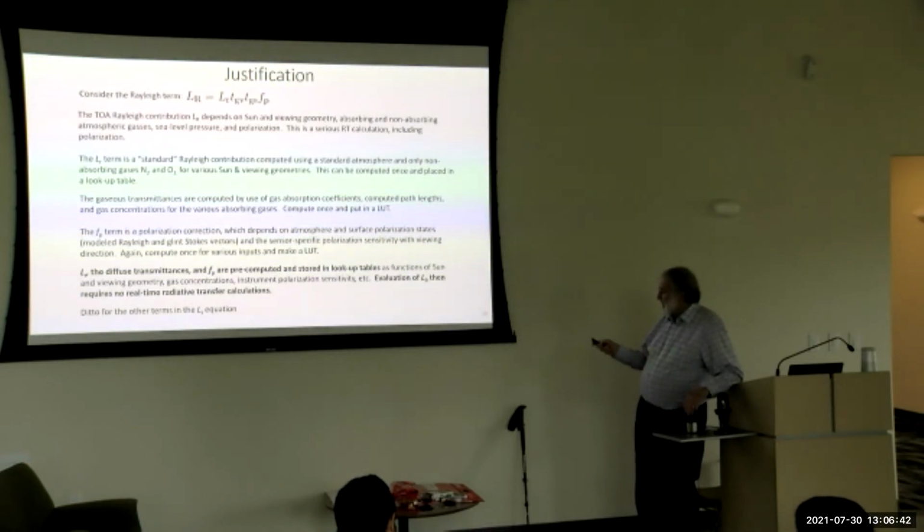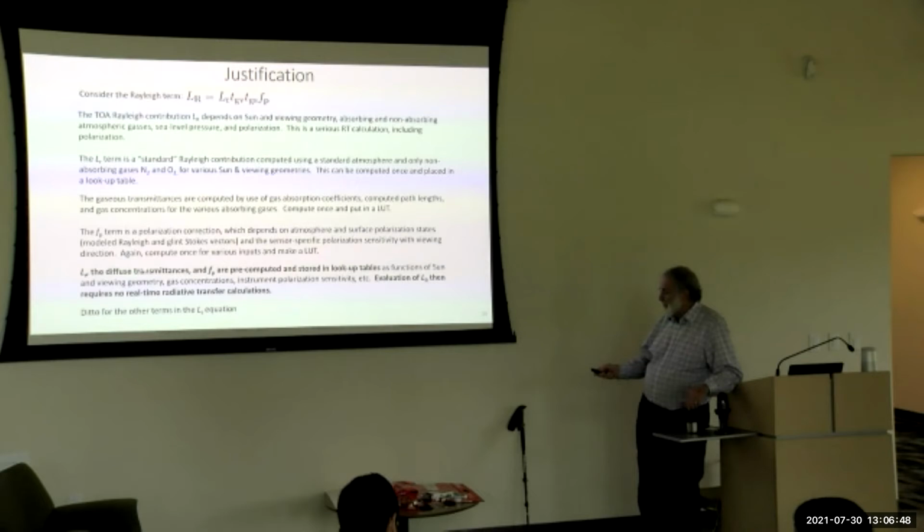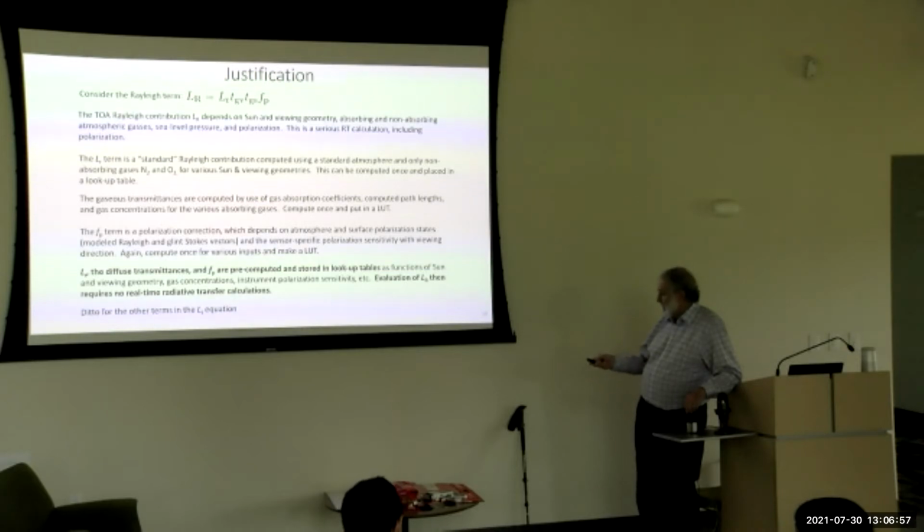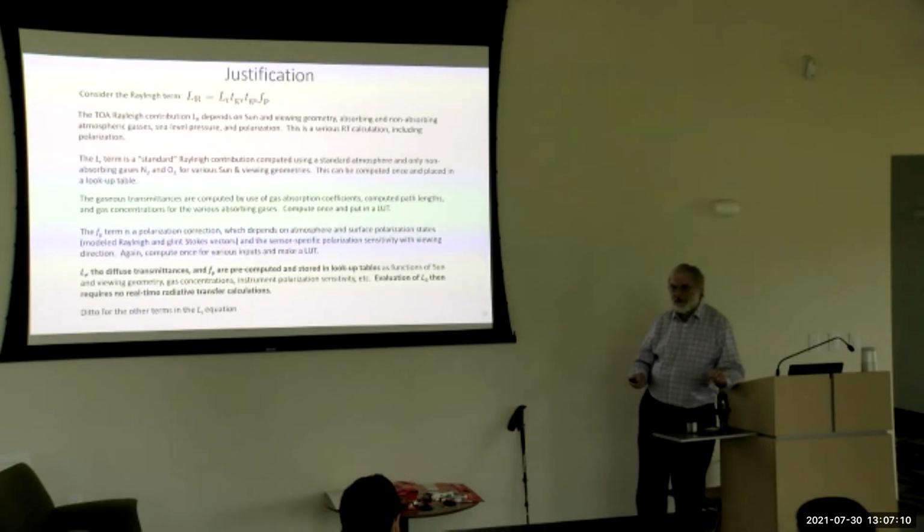And then there's a polarization correction that depends on the atmosphere and surface polarization conditions, which is modeled once again. And then we have these diffuse transmittances, and this polarization factor is once again pre-computed and stored in lookup tables. So then to evaluate the real Rayleigh contribution at the top of the atmosphere, they don't have to do any more radiative transfer calculations. They just look up numbers.